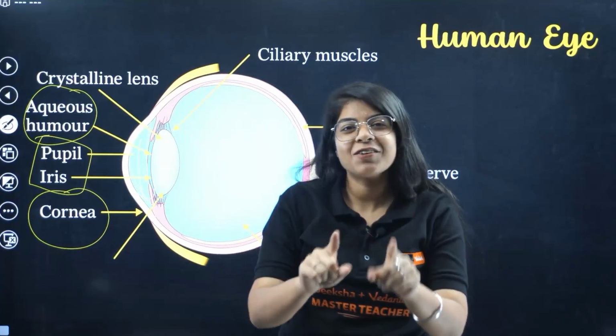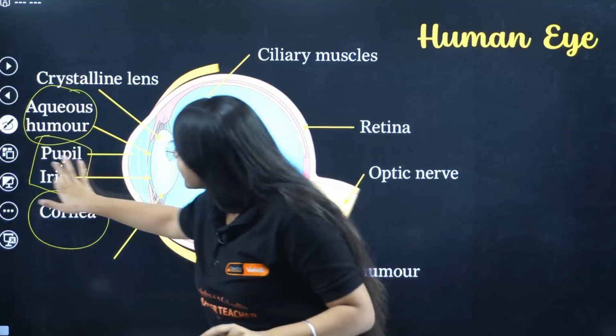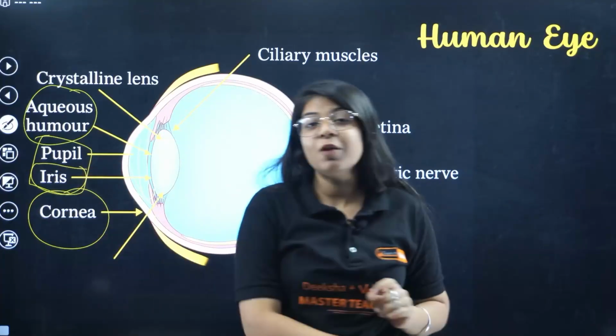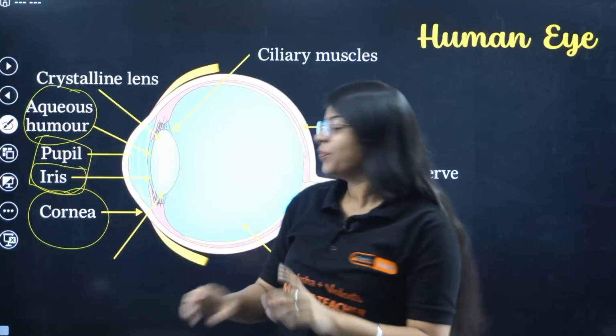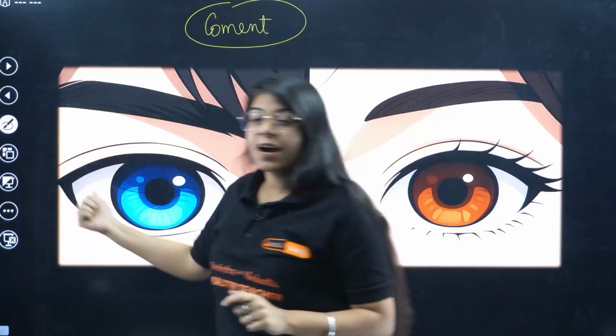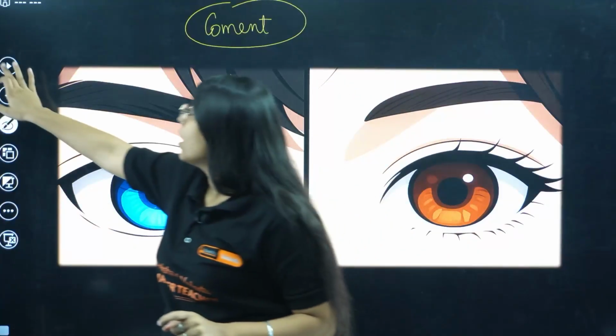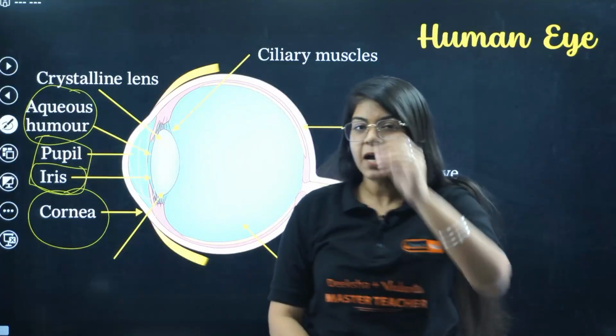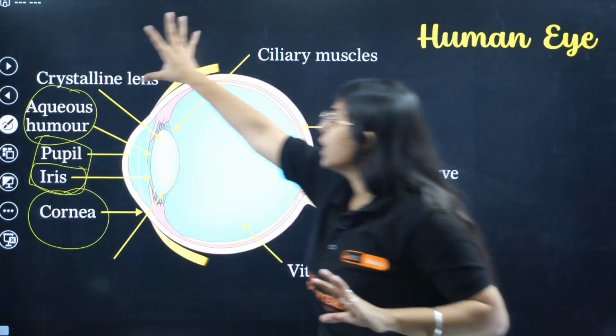Also, I'll just give you the answer. The iris is exactly the part which is responsible for the color of your eye. I asked you this, right? The iris is responsible for the colored part of your eye. Done? Next, we have the crystalline lens.